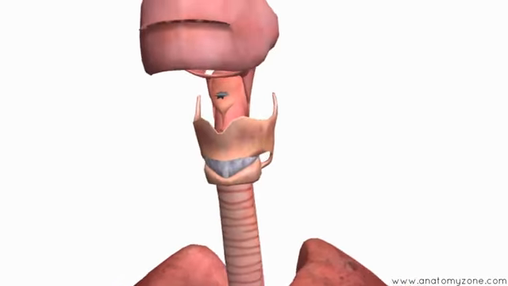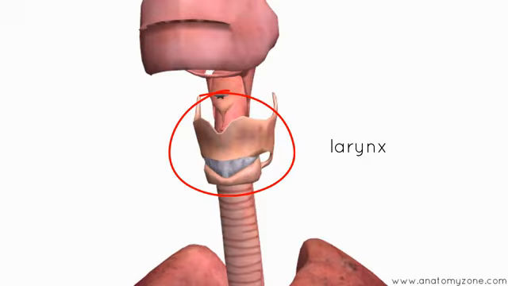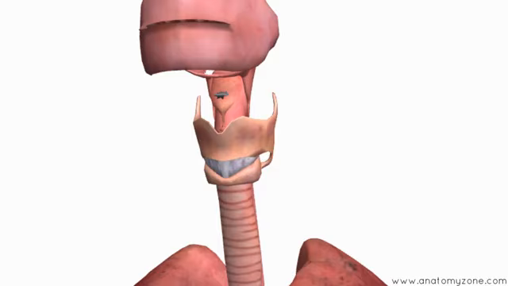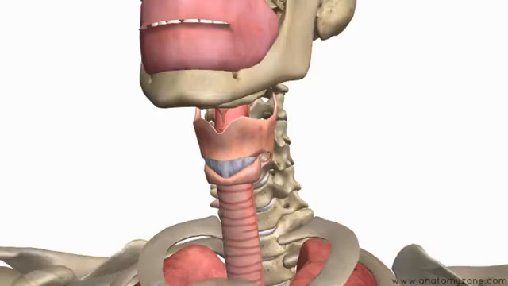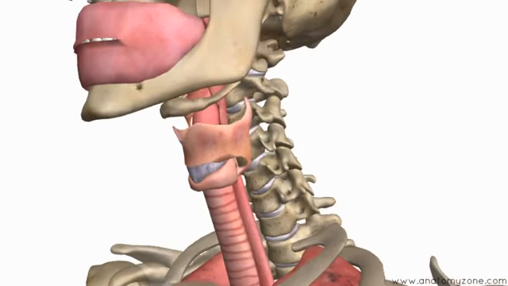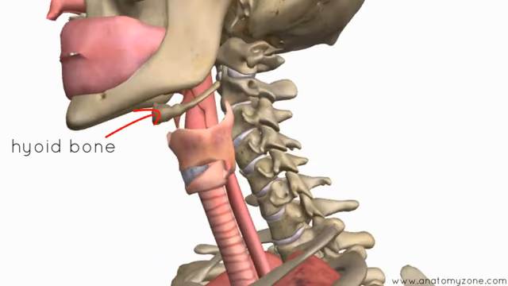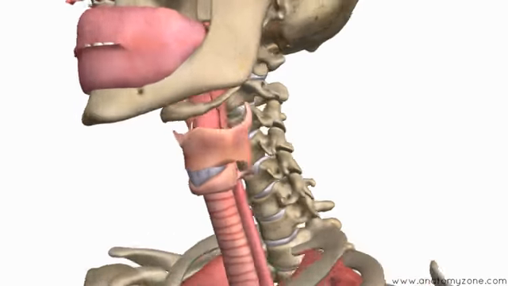So the larynx is this set of structures here, and it's also known as the voice box. It sits just behind the hyoid bone, sorry, below the hyoid bone. You can see the hyoid bone just here, and you can see this set of structures, which is the larynx. This is important in voice production, and also allowing air into and out of the lungs.